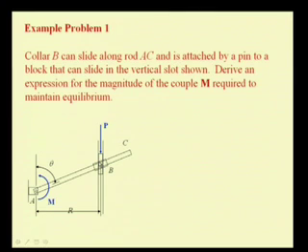It is attached to a pin here and a block which can slide in the vertical slot. This block and this collar are attached by a pin at B. We are interested to derive an expression for the magnitude of this couple M, which is applied at A, required to maintain the equilibrium position when some force P is acting on this block attached to the pin B.